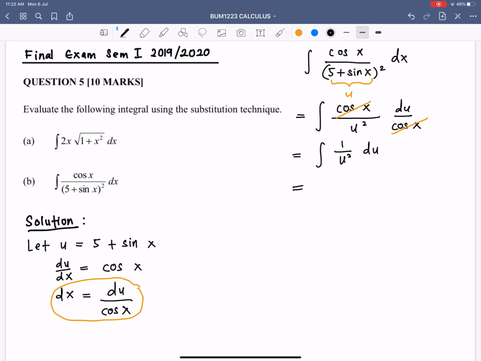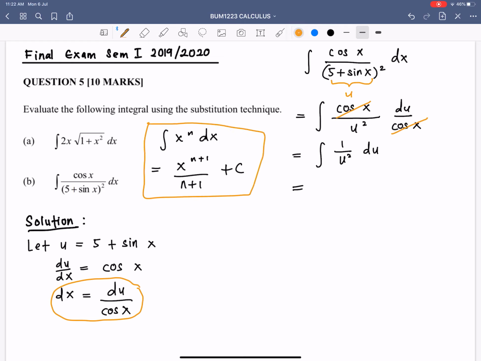And if you see here, 1 over u squared is a function that can be integrated easily, where we will use this formula as what we have in question A just now, where the integration of x power of n dx is equal to x power of n plus 1 over n plus 1 plus c. Okay. So here we can rewrite this as u power of negative 2 du.